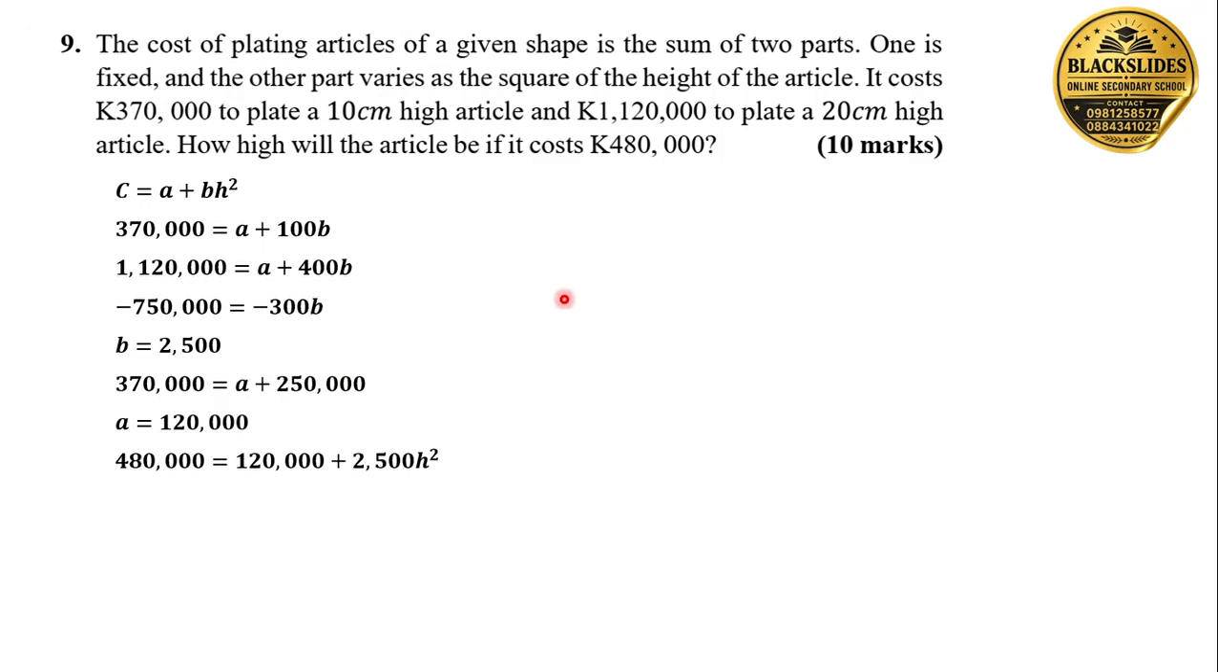So we are asked to find the height when the cost is 480,000. Put 480,000 for the cost here, and then substitute the other given values. Then solve for H. So the value of H therefore is going to be equal to 12 centimeters.